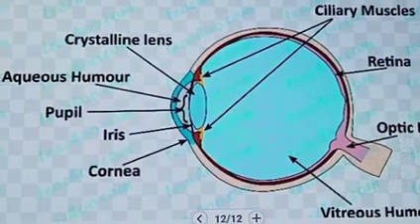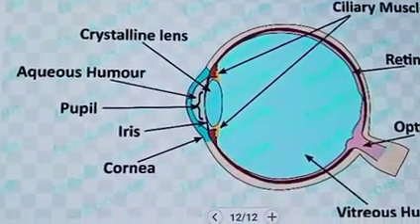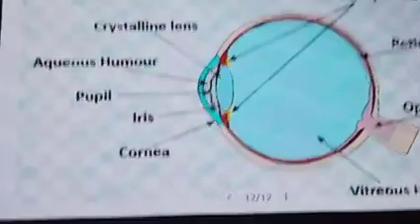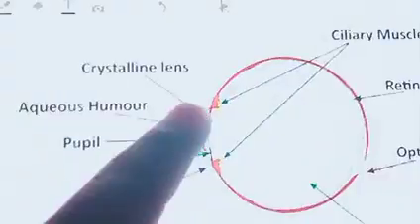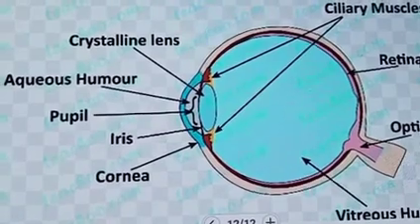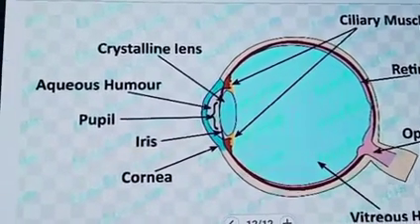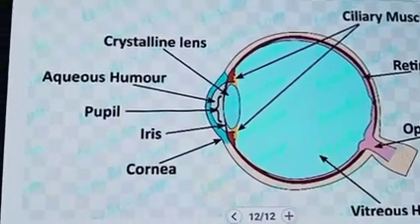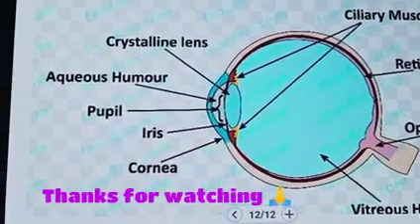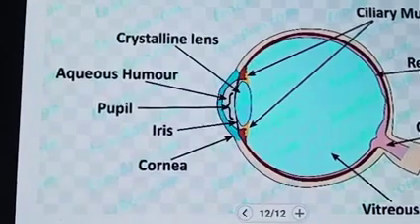This is the overview of the diagram of the human eye. You can see the crystalline lens, the aqueous humor, the pupil, the iris, cornea, optic nerve, retina, ciliary muscles, the area from which the optic nerve enters the eyeball, the blind spot, and the vitreous humor. So with this, the topic of the structure of the human eye is over.